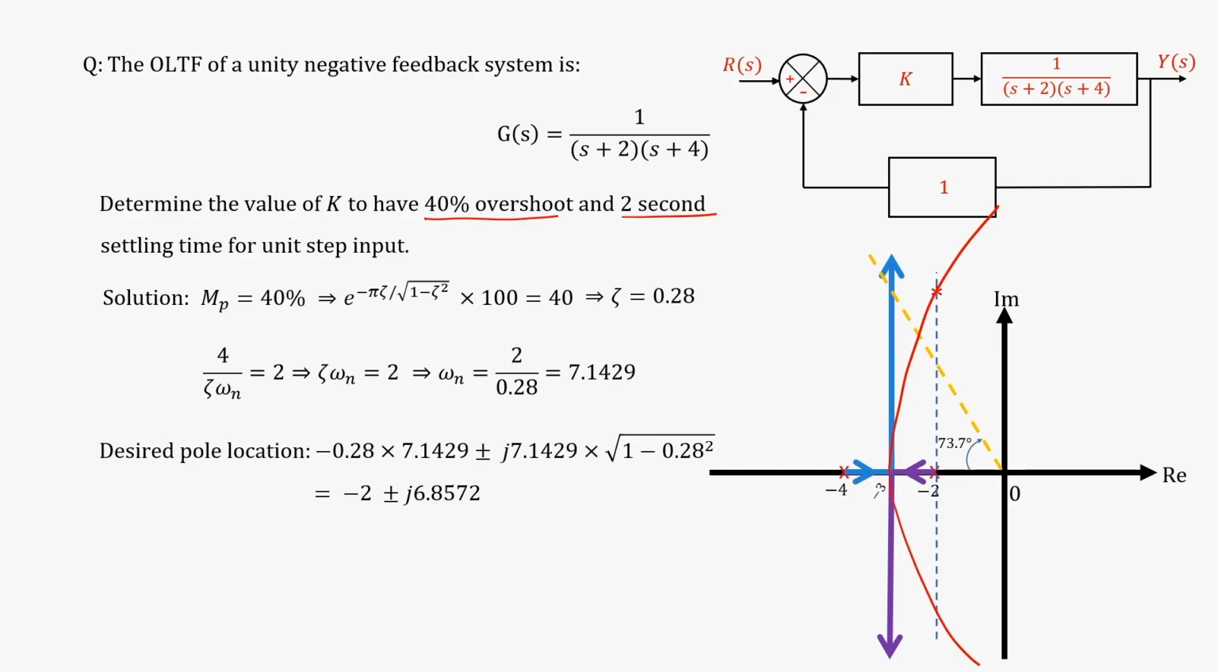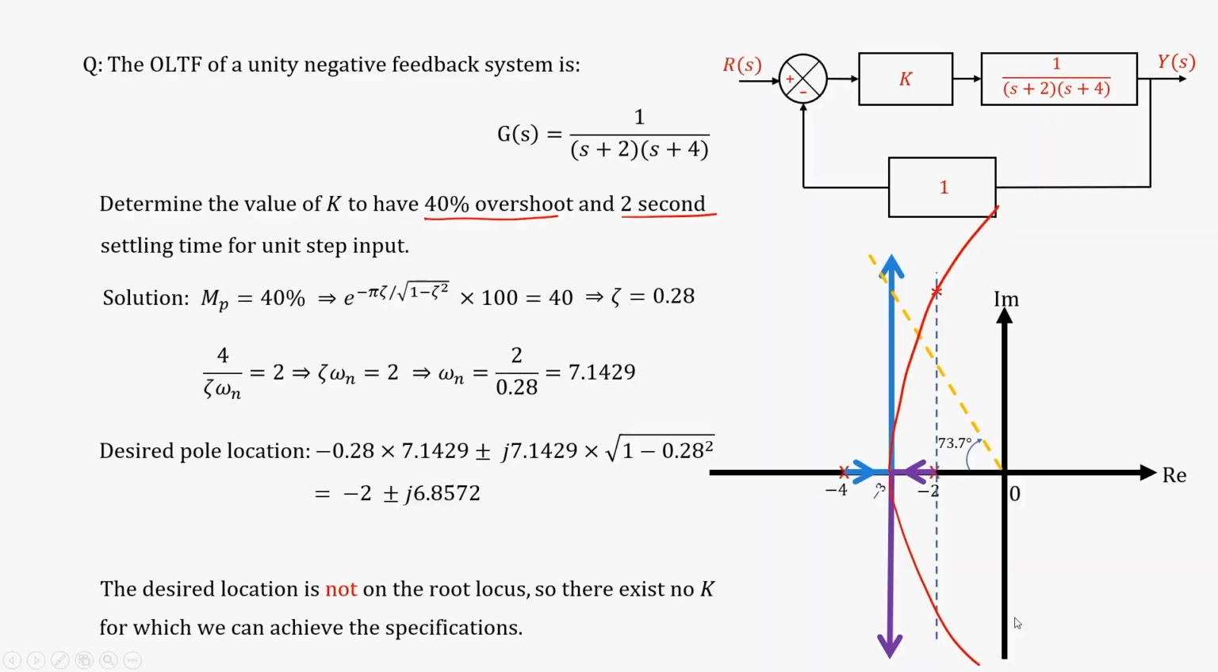How to do that we will talk about in the next lectures, but at least the intuition should be that since I know the desired pole location now, somehow the root locus should pass through that location. So, somehow I have to influence the root locus. In this setting I will not be able to influence the root locus. So, what should I do? We will have to think about that. The desired location is not on the root locus, so there exists no k for which we can achieve these specifications.